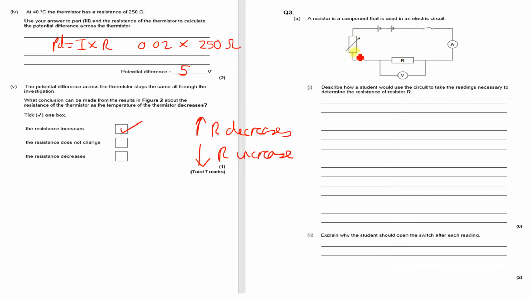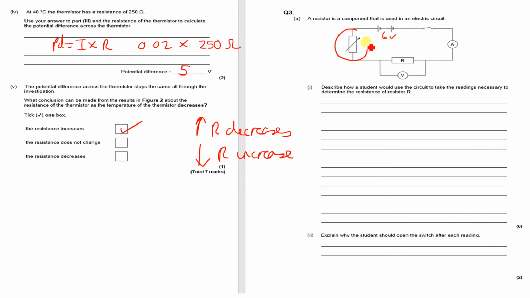Right, a resistor is a component that is used in an electric circuit. So here we've got a variable resistor, and we're going to look at how a student would use the circuit to take readings necessary to determine the resistance of resistor R. What they're going to do is have a voltage here. Now this voltage is constant because it is a battery. So if this was 6 volts, it would always be 6 volts.